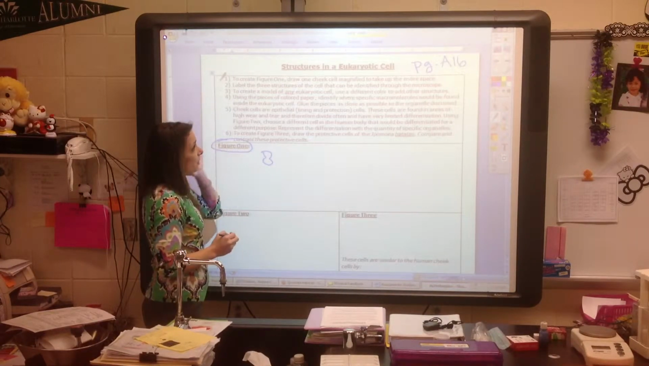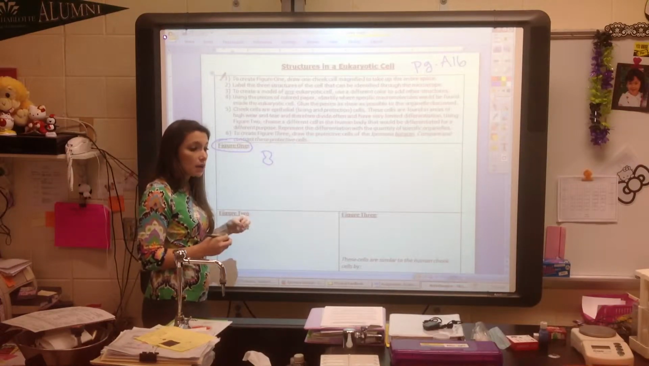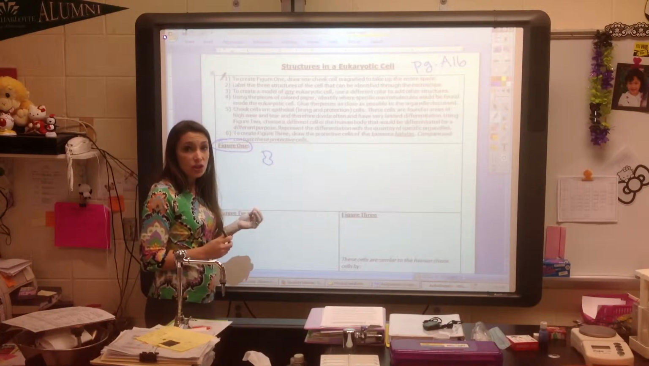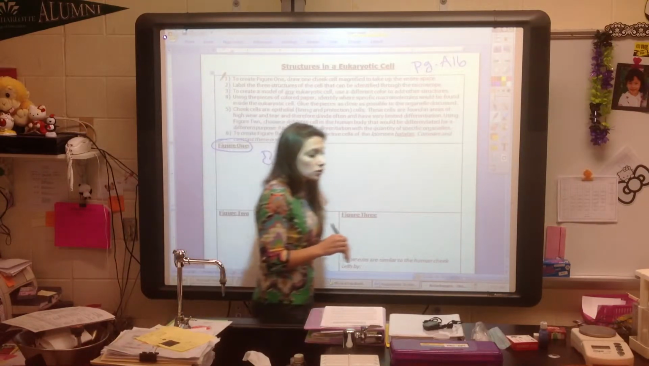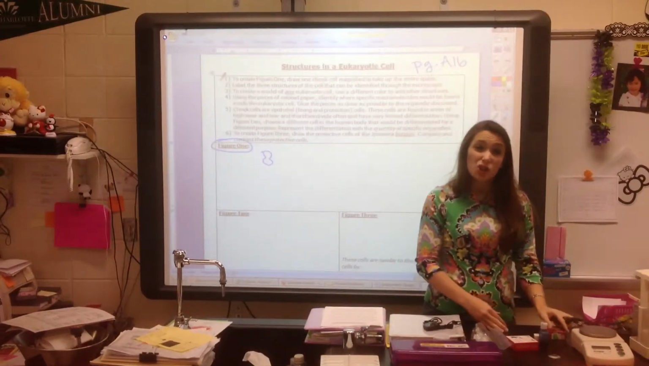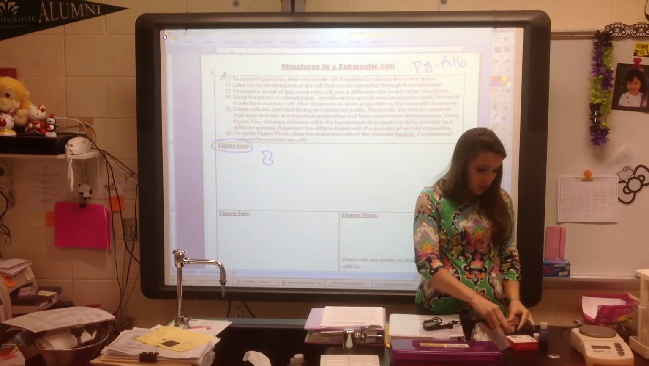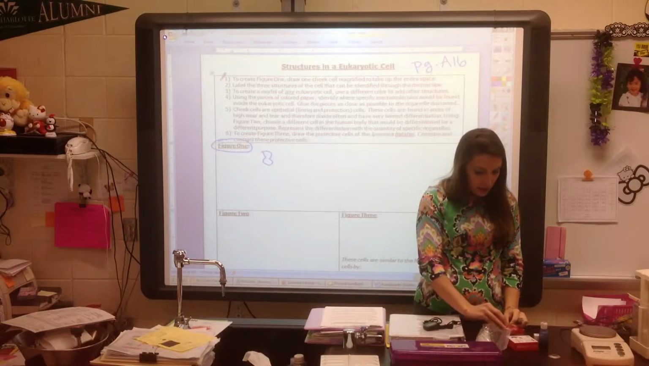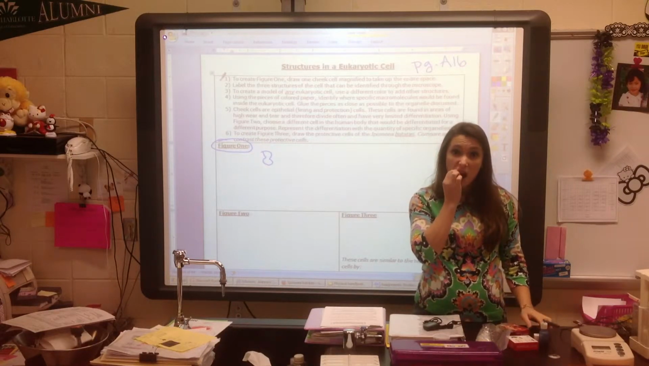And it says label the 3 structures of the cell that can be identified through the microscope. So when you're looking at the cheek cell through the microscope, then you will only see 3 structures. Now a reminder, you need to chew on your cheek a little bit, and then use the toothpick. This is to make the cheek cells slide. Use the toothpick, this scrapes them off.